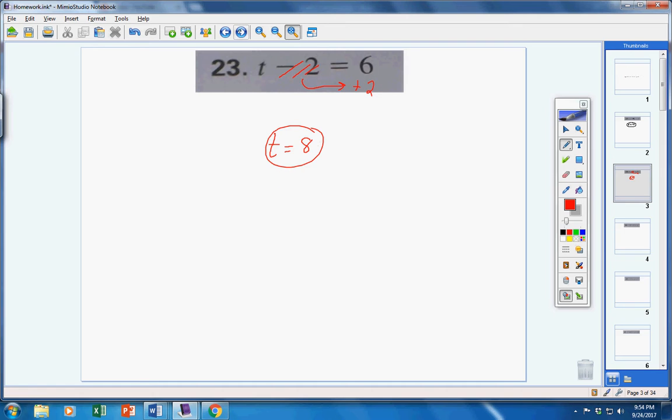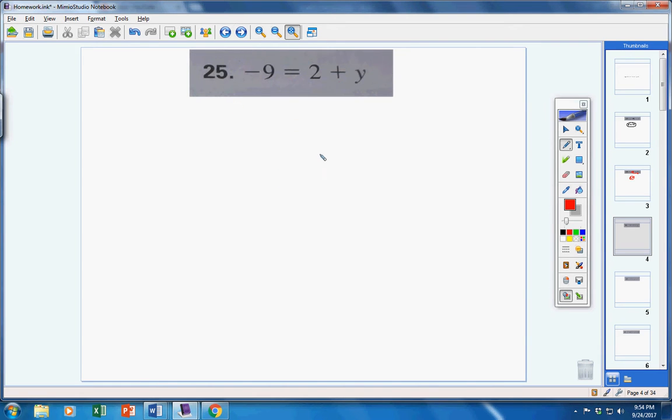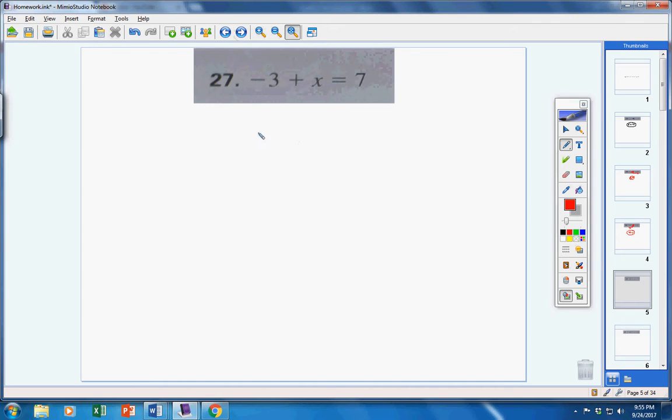Alright, moving on to number 25. Simplify both sides. There is no simplifying here that I can do, and there's no simplifying here that I can do. I have unlike terms. So step 2, isolate the variable. This is a positive 2, not because of this sign here, but because of the sign in front of the 2, even though you can't see it. So bring the positive 2 over, make it a negative 2, and now we have negative 11 equals y. That's it.